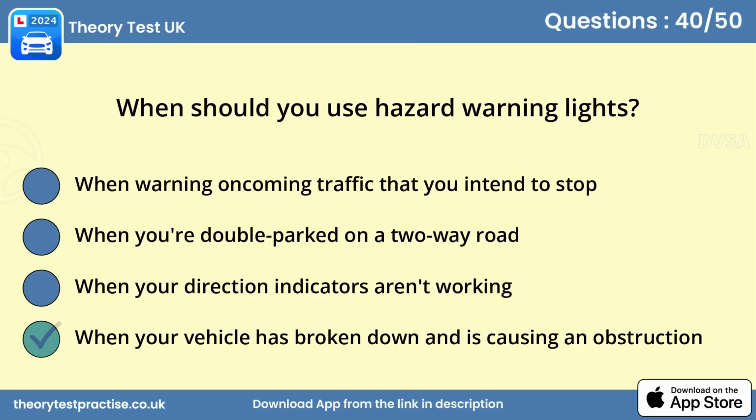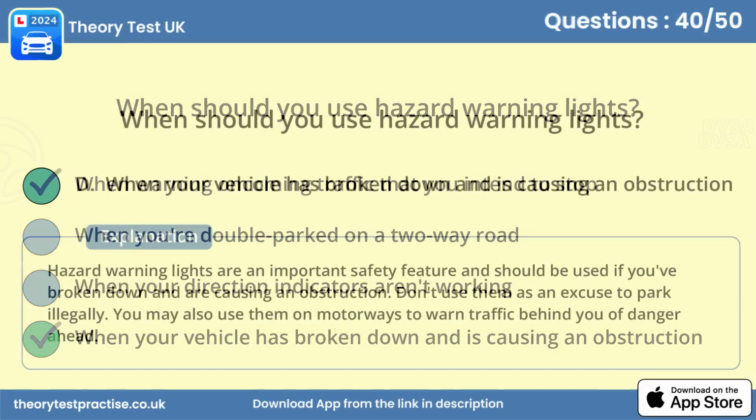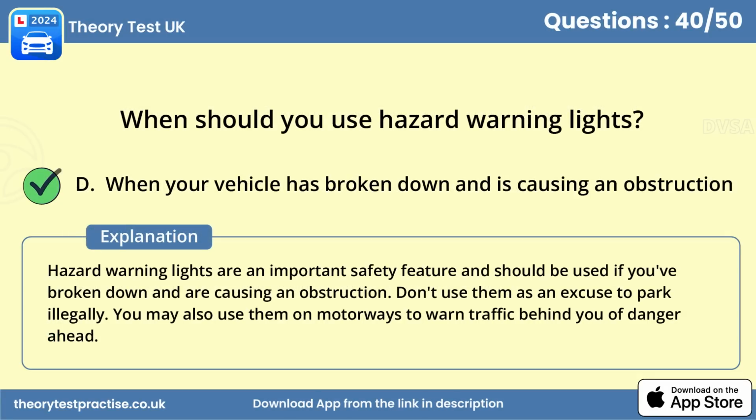D. When your vehicle has broken down and is causing an obstruction. Hazard warning lights are an important safety feature and should be used if you've broken down and are causing an obstruction. Don't use them as an excuse to park illegally. You may also use them on motorways to warn traffic behind you of danger ahead.